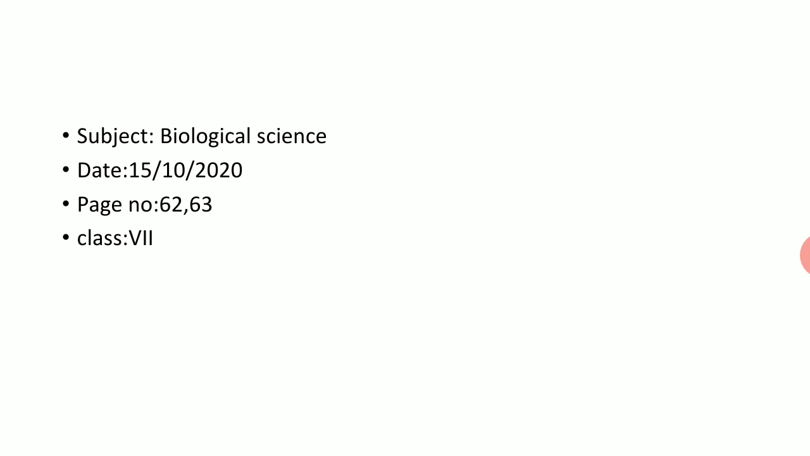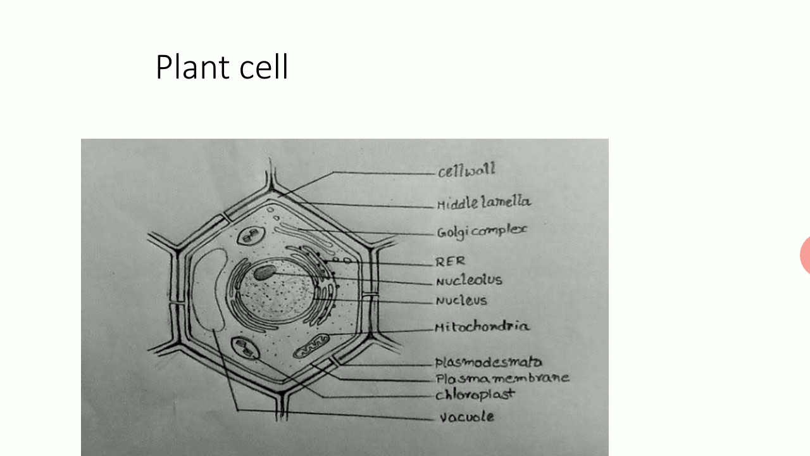In this class, what we are going to see is only the diagrams. Which diagrams? One is the plant cell, and the other one is the animal cell. We are going to see only these two diagrams, which means you are also going to draw these diagrams and the parts involved in these cells. That is what we are going to see in this class.